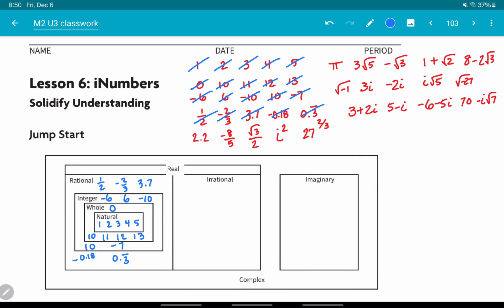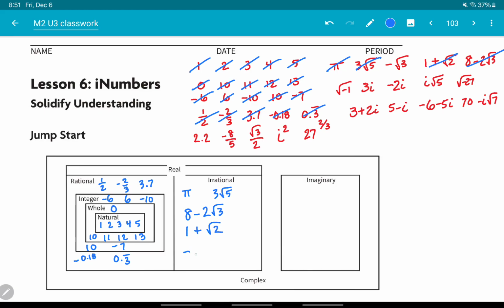Then we have irrational numbers. These are numbers that cannot be represented as a ratio. For example, pi. There are many ratios that get close to pi, but none that are quite exactly pi. Or something like 3 square root 5. Could also have something like 8 minus 2 square root 3, 1 plus square root 2, or even negative square roots. All of those would be irrational because they cannot be represented by a ratio.